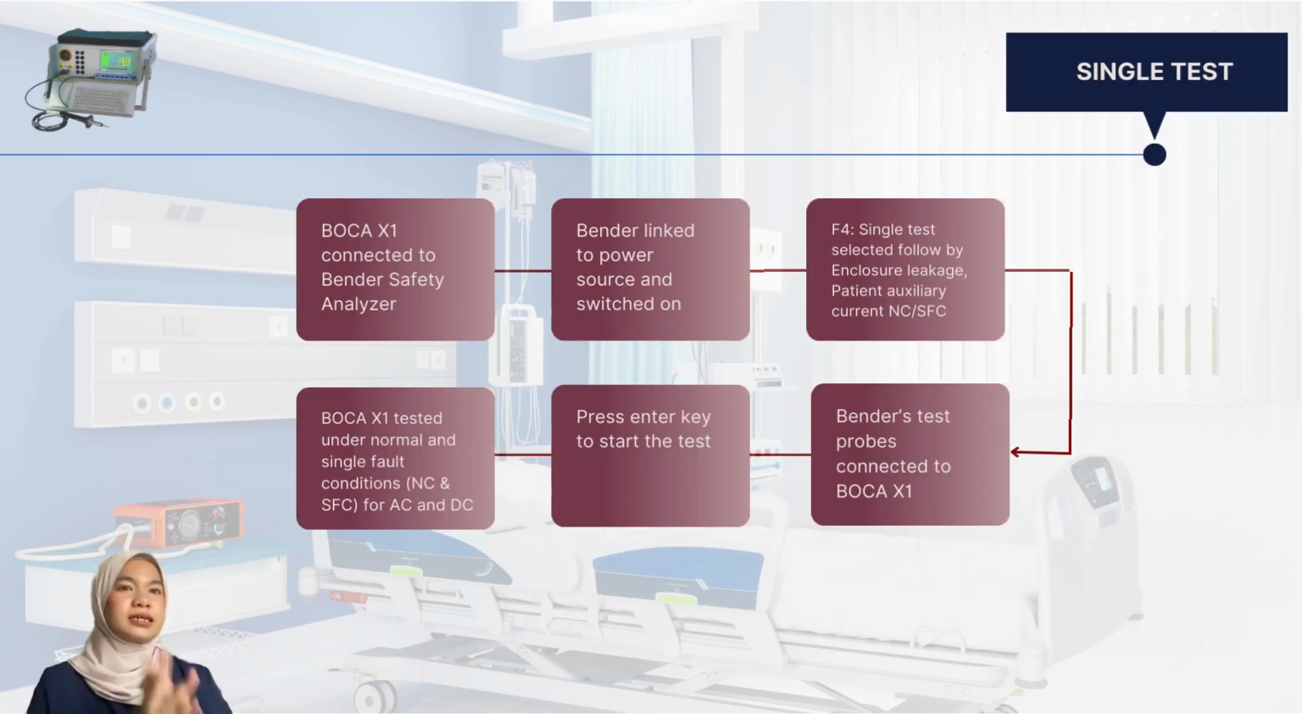The third one is the single test. For this single test, the steps are, for the first one, the Boca X1 was connected to the Bender safety analyzer, and then the Bender was linked to the power source, and we will switch on the power source. And then we will choose F4 single test in the main menu, followed by enclosure, leakage, and patient auxiliary current for normal condition and also single fault condition. After selecting the preferred leakage current option, the Bender's test probe will then be connected to Boca S1. And then we need to press the enter key to start the chosen test.